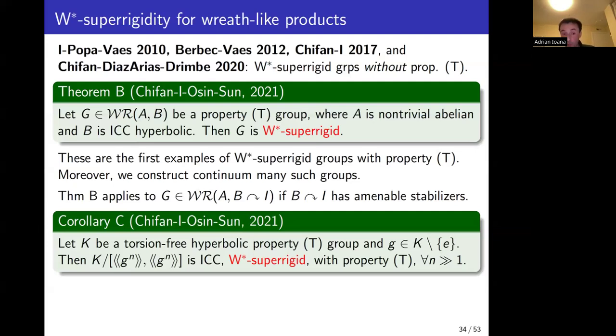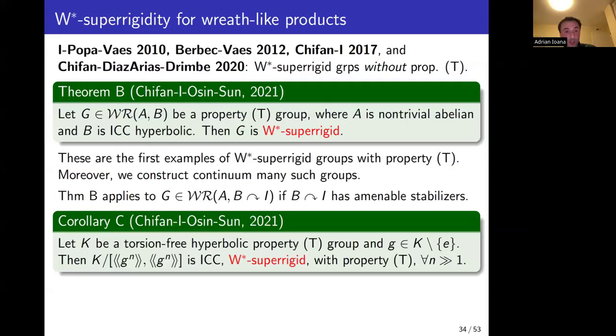This is some normal subgroup. You take the commutator subgroup of the normal closure. That is again a normal subgroup of K. The quotient of K over this normal subgroup is ICC, W star superrigid and has property T for every n that's large enough. Okay, so starting with a torsion-free hyperbolic group, you get W star superrigid groups with property T for any of its elements. This is, if you want, a concrete family of W star superrigid groups with property T.